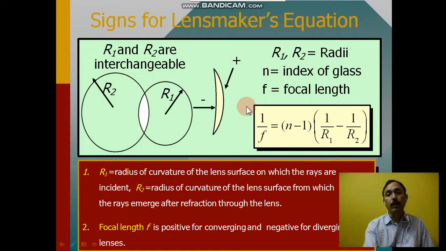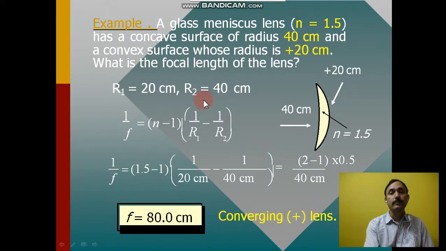This is the formula: 1 by f is equal to (n minus 1) into (1 by R1 minus 1 by R2). So for this concave surface, this one is minus, and this convex surface, this one is plus. This one is plus, this one is minus. Let us take an example.